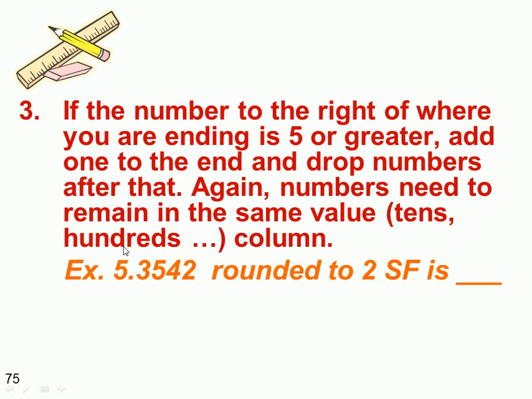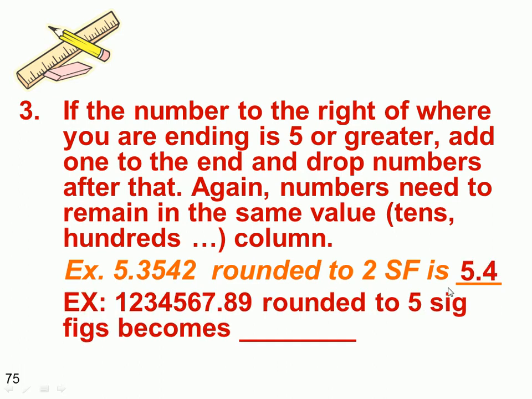If I asked you to round this number, 5.3542, to 2 sig figs, you would start from the left again and count 2 sig figs, 1, 2. The 3 is then either going to stay a 3 or it's going to round up to a 4. It's just like what you learned in math several years ago. Since this 3 is next to a 5, it's going to round up to a 4, and we end up with 5.4 as our rounded value.